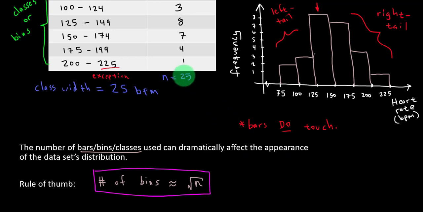And you'll notice, well, what's the square root of 25? 5, of course. Now, I broke my own rule, didn't I? Because I had 6 classes. Again, it's not a strict rule, but that should get you in the ballpark, maybe plus or minus 1 or 2 bins.